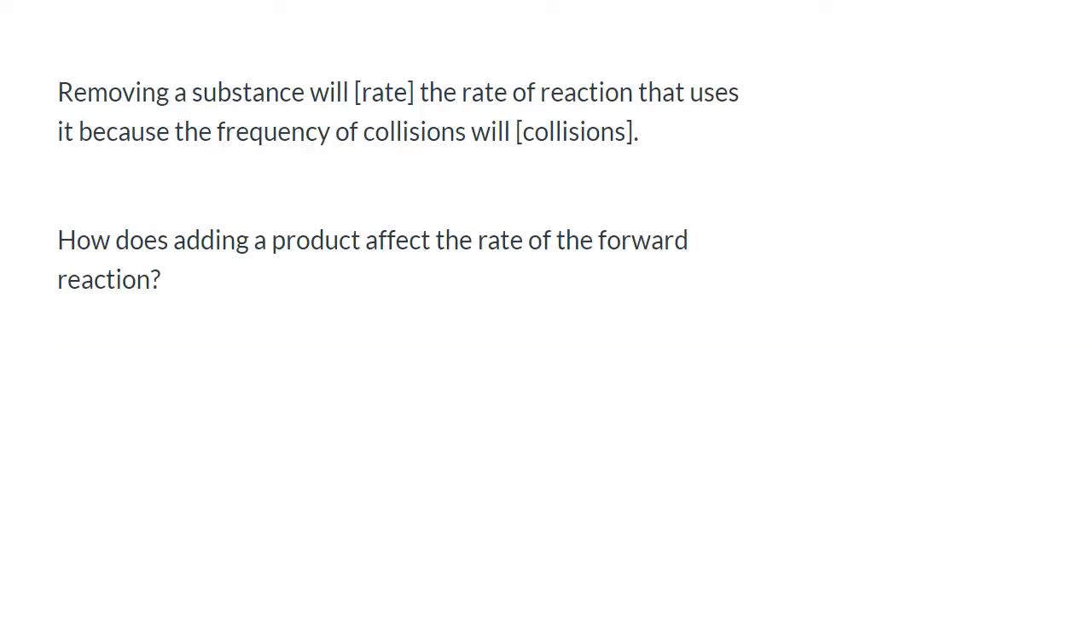All right, this one had a couple of drop-down lists. So removing a substance will what? Increase or decrease the rate, because it increases or decreases the collisions. If you remove something, you are definitely going to be decreasing a rate. If you remove something, you can't expect a reaction to speed up. You just gave it less to work with. And the frequency of collisions is going to decrease, because that other reactant is going to have a hard time finding the one that you just removed. So it's not going to collide very often. For how does adding a product affect the rate of the forward reaction?